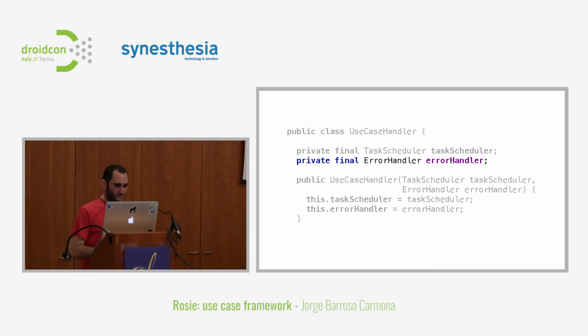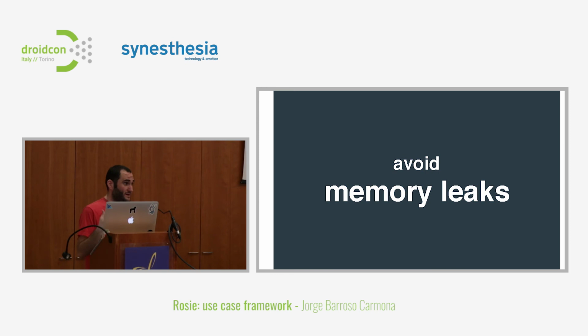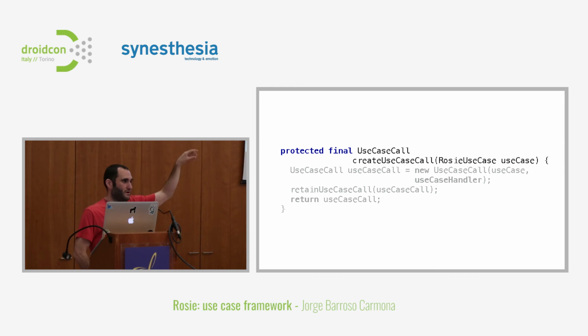Avoid memory leaks. One thing that's very important when you are creating a library is to not keep instances of heavy code, because it's going to be a problem. It's possible that you are leaking a lot of memory. You are leaking the activities, and you are leaking the fragments, and it's going to consume a lot of memory. For this reason, we make this create use case call. All the internal library is working with a weak reference, okay?